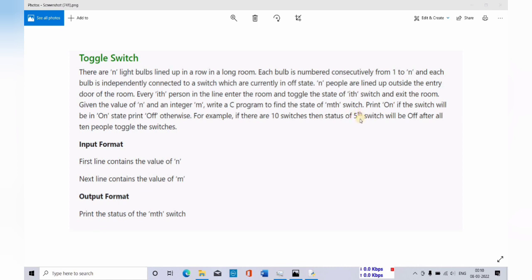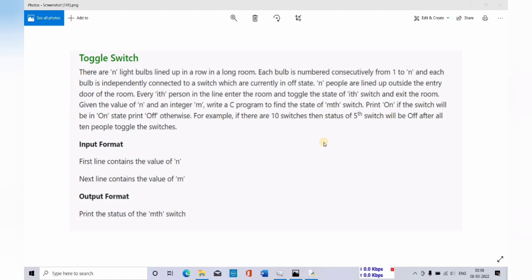Okay, so initially the fifth was at off state, but because of the first person, the switch will now become on. Okay, it's now going to be in on state. Now the second person will go to the second switch, then to the fourth switch, but he will not go to the fifth switch. He will be going to the sixth switch.